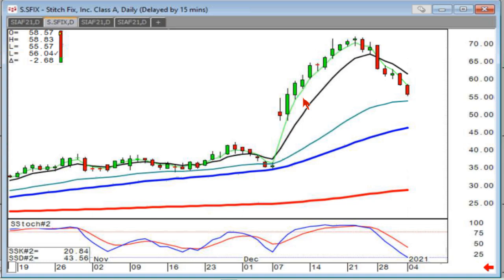Stay short on this one. Where is it likely to go to? Back here. Trying to fill that gap.